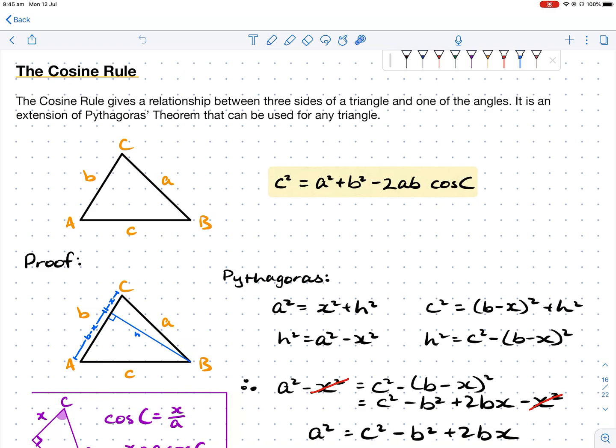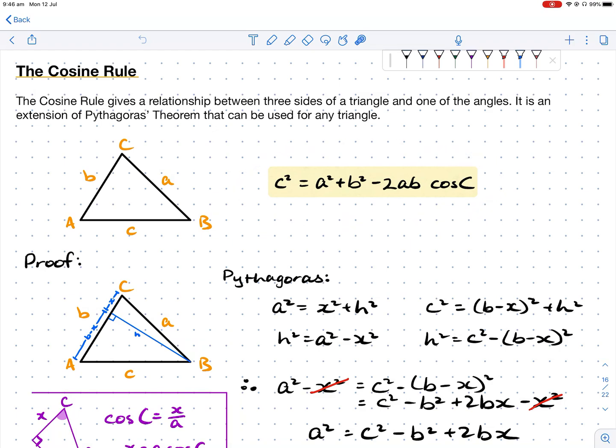Just another reminder, when we label a triangle, we label the corners with capital letters A, B, and C. But then the side opposite the corner A is little a, the side opposite corner B is little b, and the side opposite corner C up the top is little c there. And the relationship between the three sides, a, b, and c, and a particular angle is this formula here.